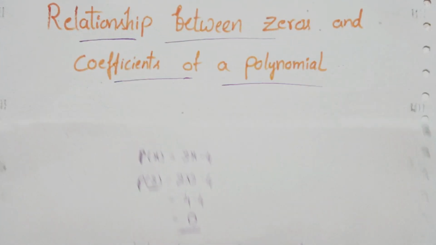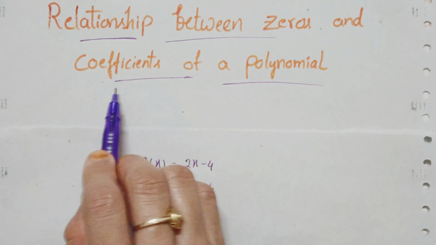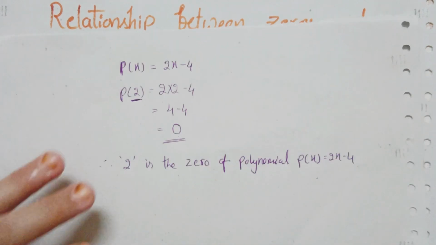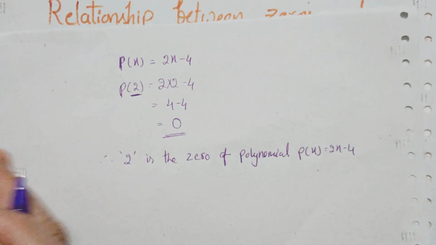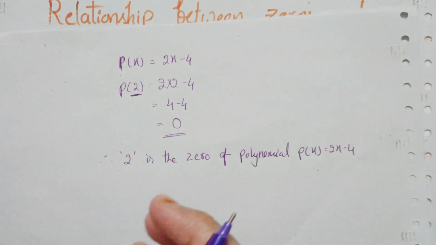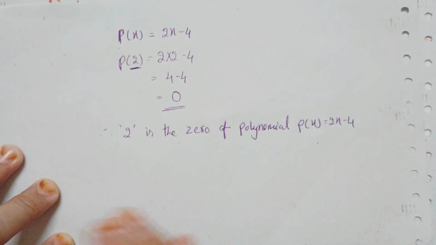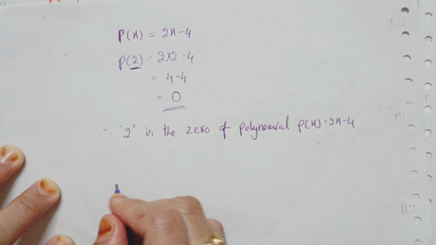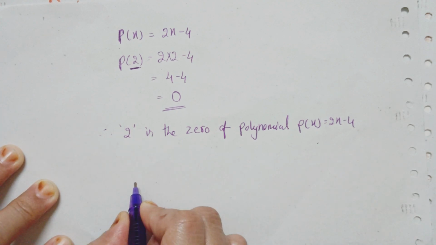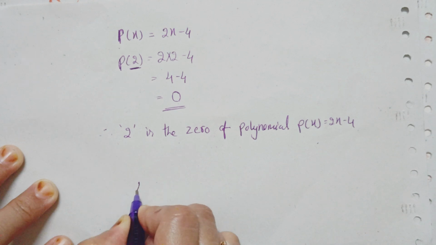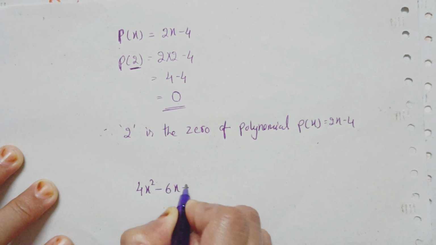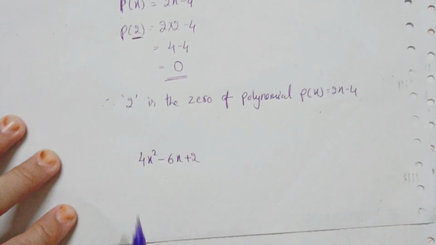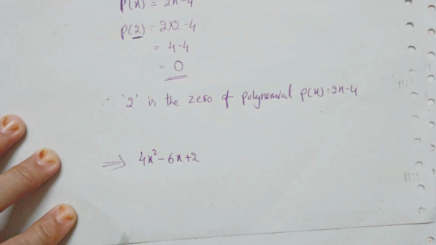Now we'll see what a coefficient is. Do you know what a coefficient is? I have already told you in the first video, the basic introduction video of polynomials, where I cleared each and every point. Let me tell you again. Let us take an algebraic expression, which is 4x square minus 6x plus 2. So this is an algebraic expression.